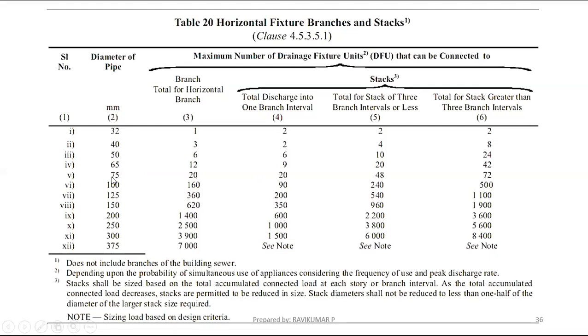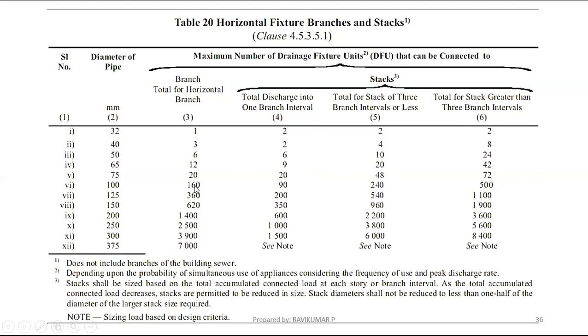So that's why, if you see 75 mm, 20 fixture units you can connect in the horizontal direction. If you go in the vertical direction, vertical pipe, 20 fixture units up to one branch interval. Up to 3 branch intervals, 40 fixture units you can connect. If you go more than 3 branch intervals, 72 fixture units you can connect.